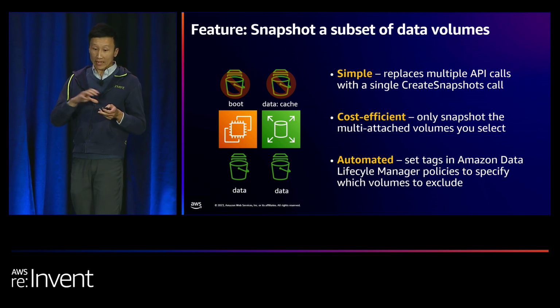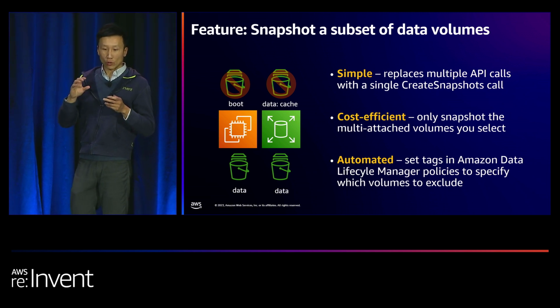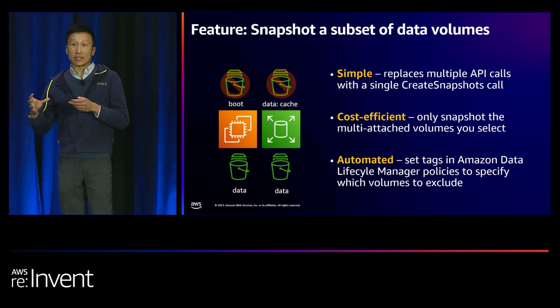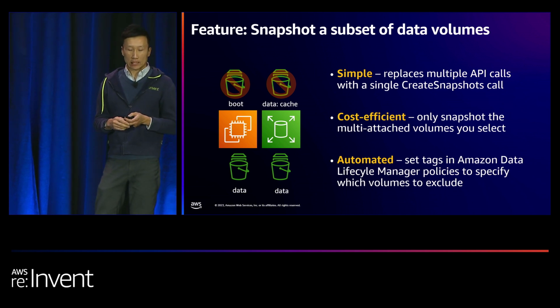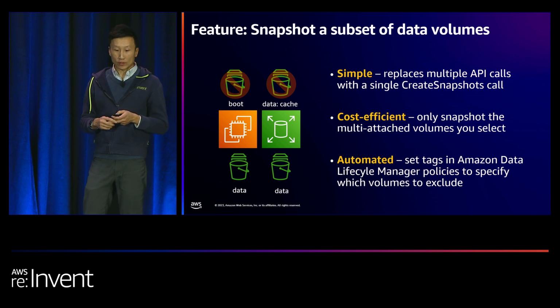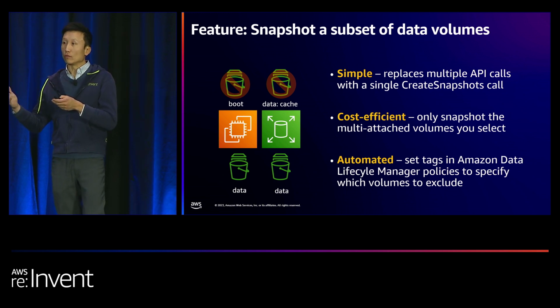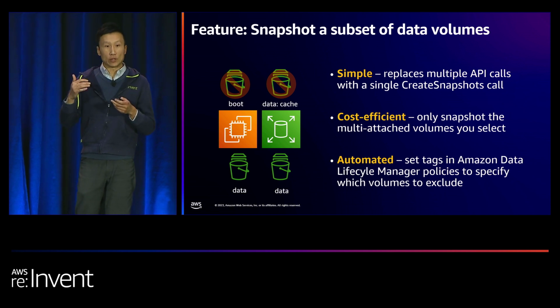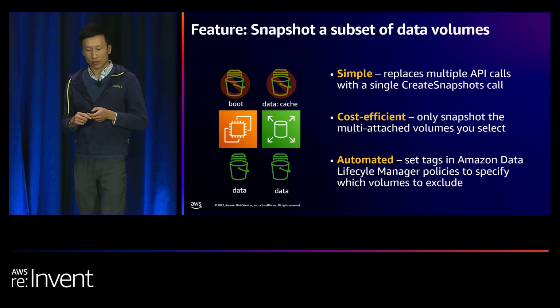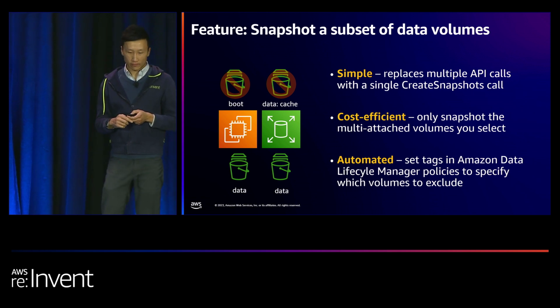So you can do that today using the Create Snapshots API. When you call that on a particular EC2 instance, just tell it you want to exclude the boot volume or any data volumes on that instance. Or if you're using Amazon Data Lifecycle Manager, you can set policies to automatically exclude those volumes or set of volumes each time you create the crash-consistent snapshots of those EC2 instances.